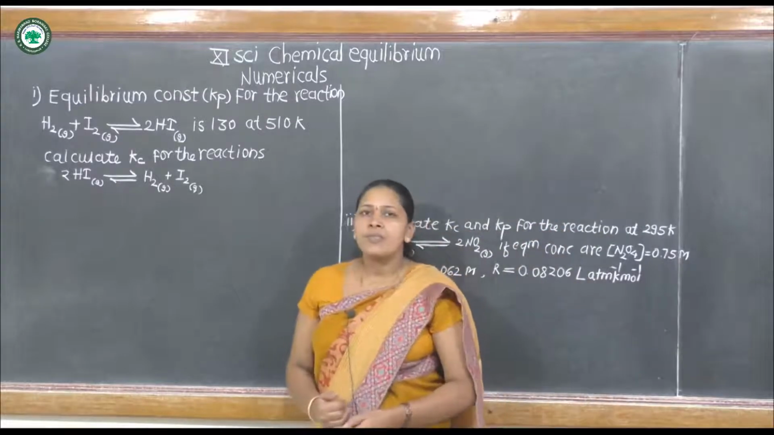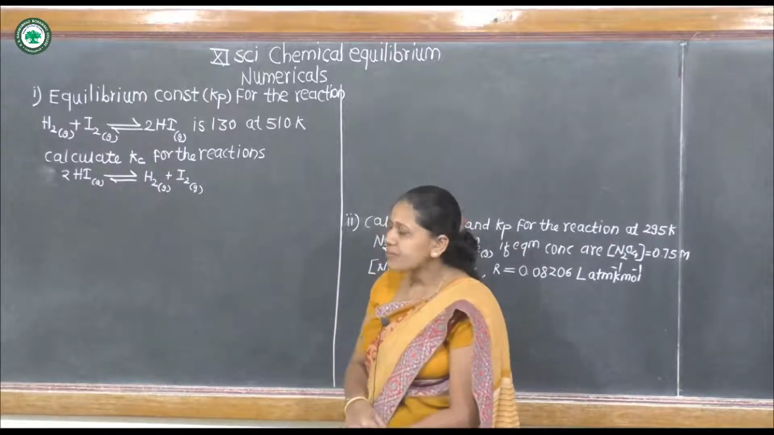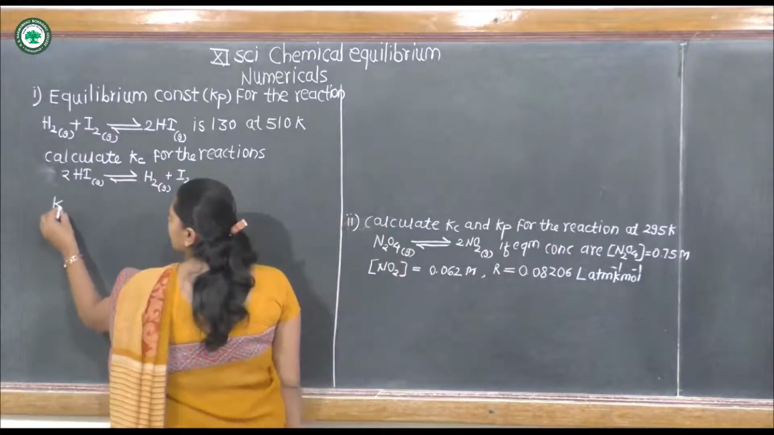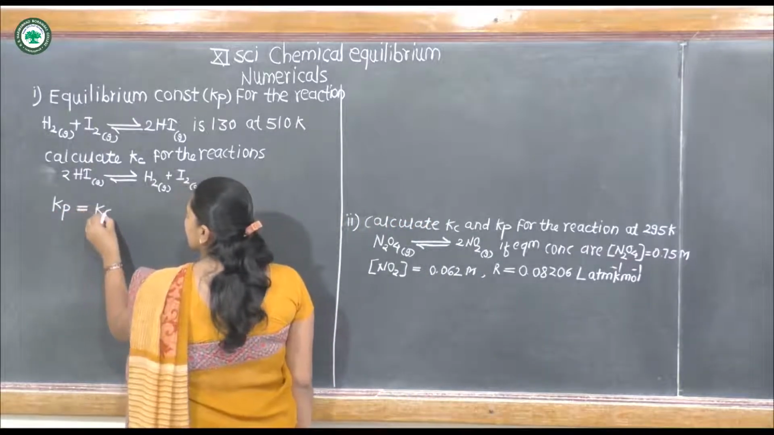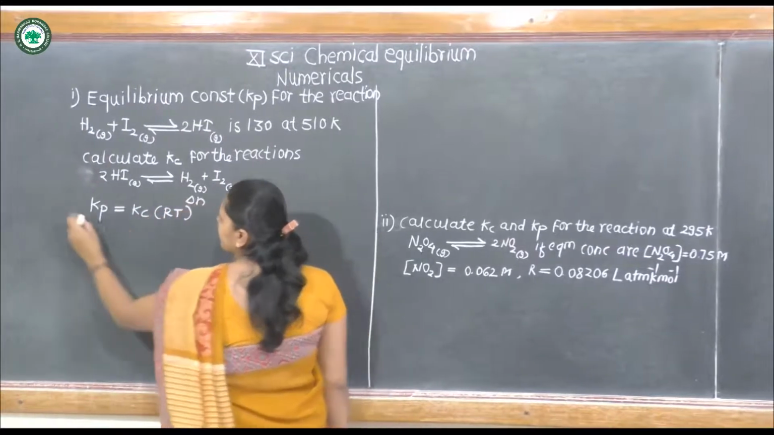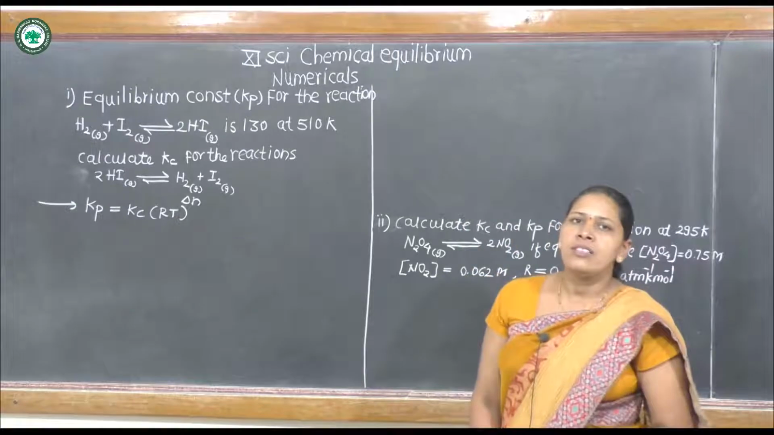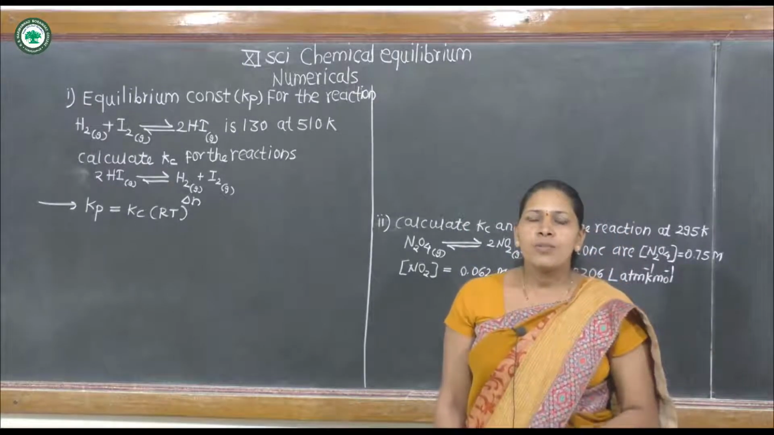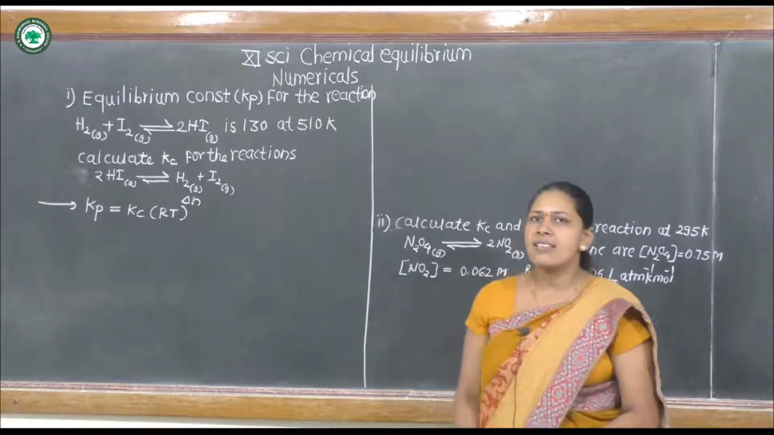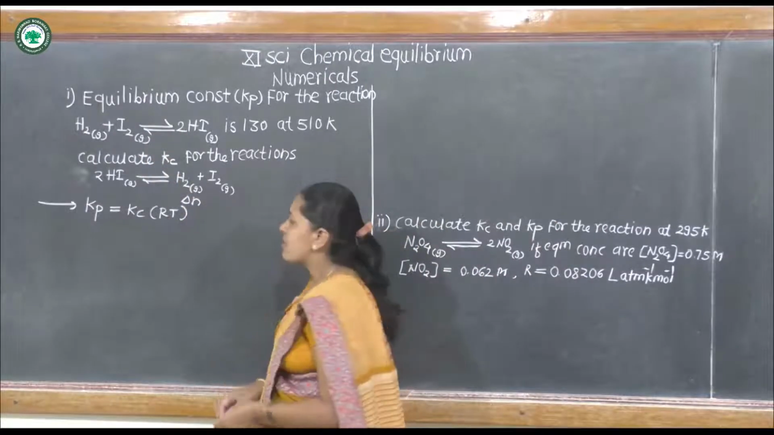First of all, we calculate the relationship between Kc and Kp for the first reaction. We know that the relation between Kc and Kp is Kp equal to Kc into RT raised to delta n. Where delta n is the number of moles of gaseous products minus the number of moles of gaseous reactants. In this reaction, the number of moles of gaseous products is 2.